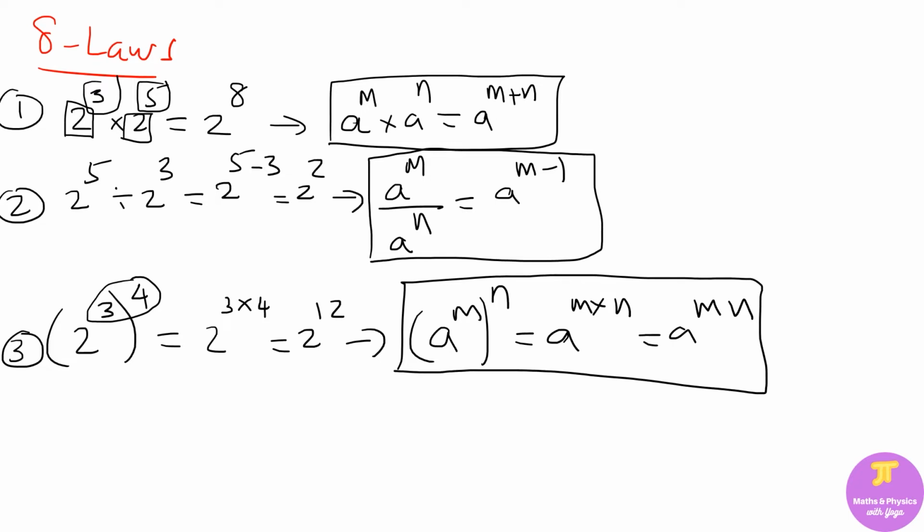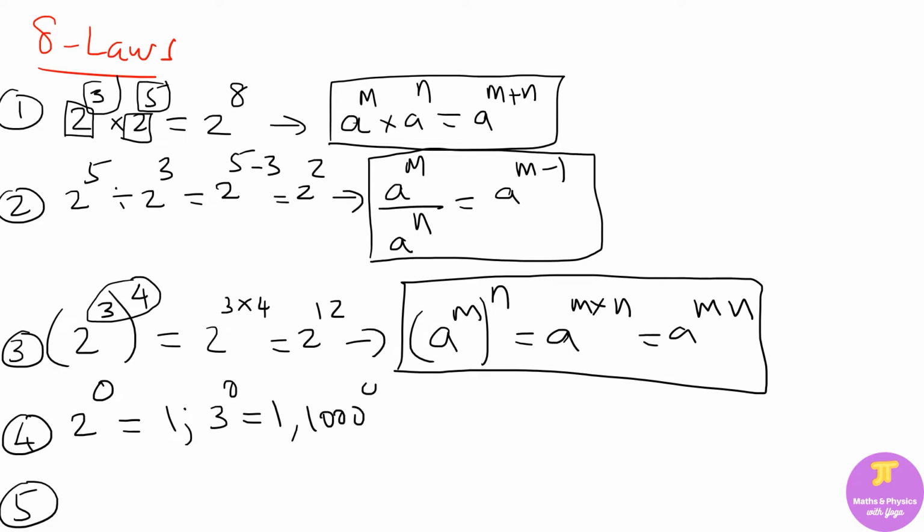And the fourth and fifth ones are quite simple. The fourth one is, anything to the power 0 is 1. 2 to the power 0 is 1, 3 to the power 0 is 1, 1000 to the power 0 is 1. So how can we generalize this one? If your base is a and the power is 0, then it will become 1.